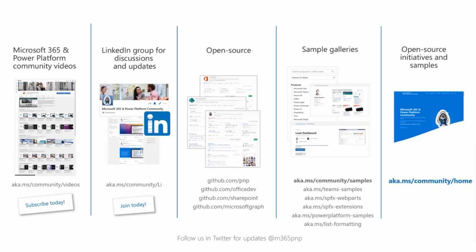We have our open source assets available in GitHub in multiple organizations, but as it might be a bit difficult to consume or find the relevant sample for you, we have our sample galleries, which make that easier. And then, of course, if you're wondering where there are too many URLs to remember, luckily there's only one, which is aka.ms/community/home. That's a really easy URL to remember to find all of these assets.